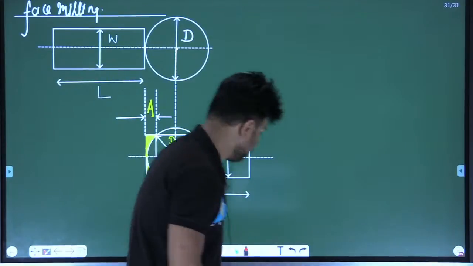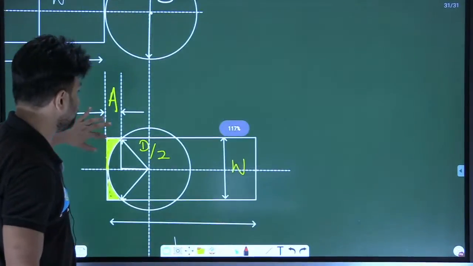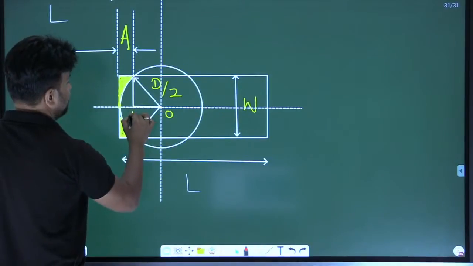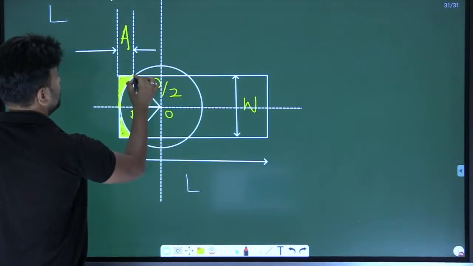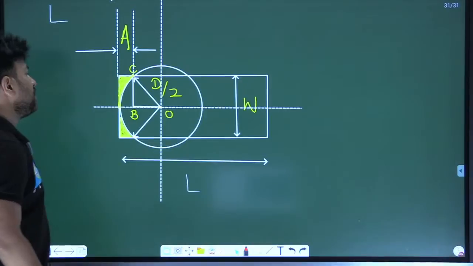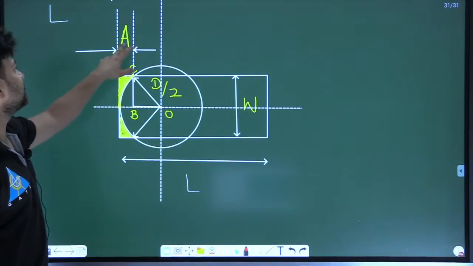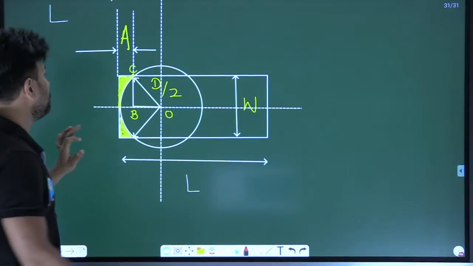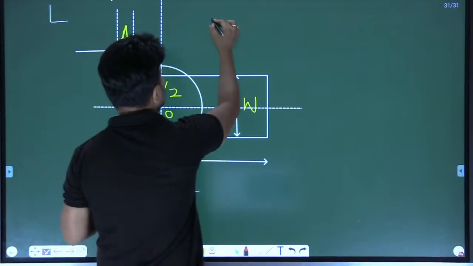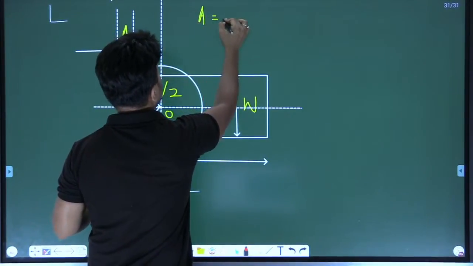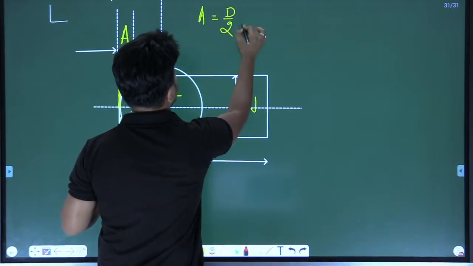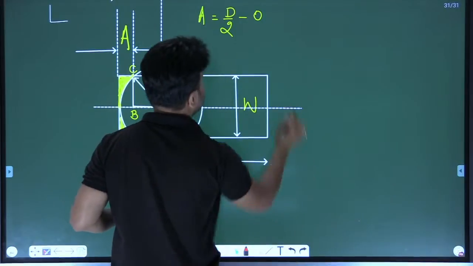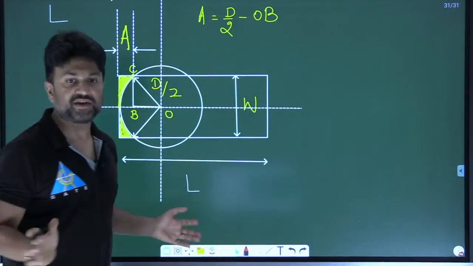Is that visible? I am going to make it a little bit larger. Now, let's say this is O, this is B, and this point is C. Now, you have to calculate this capital A. Once you get OB, how can you calculate A? A is basically D by 2 minus OB. Yes or no?